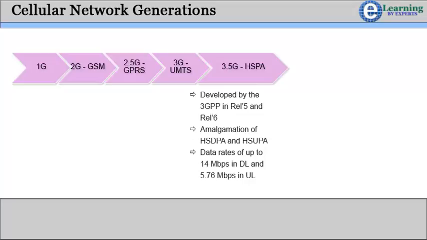The first HSPA specifications supported increased peak data rates of up to 14 Mbps in the downlink and 5.76 Mbps in the uplink.